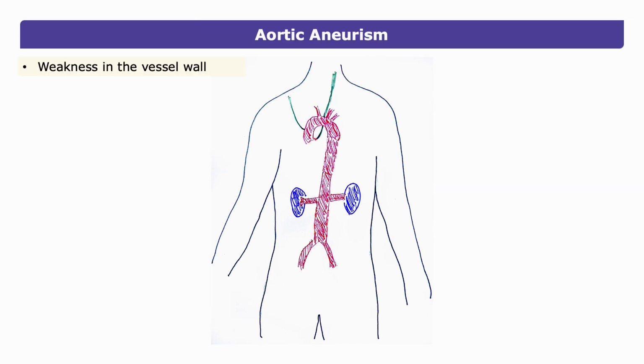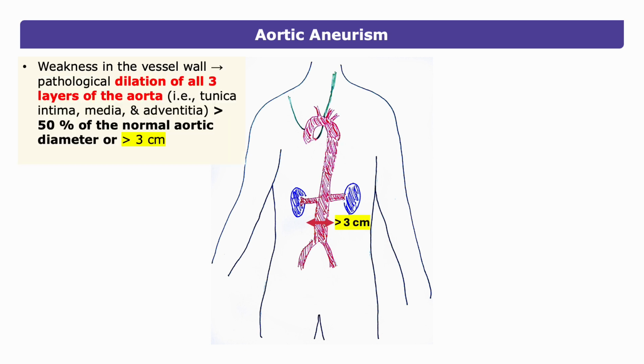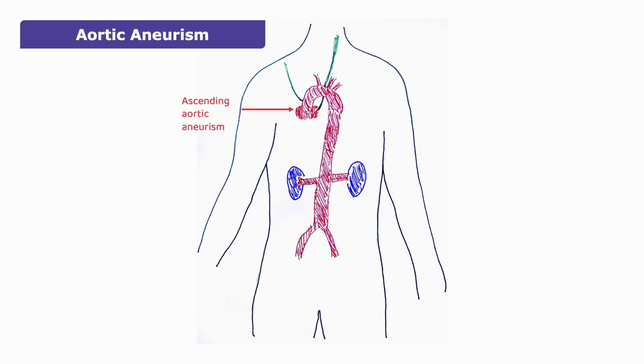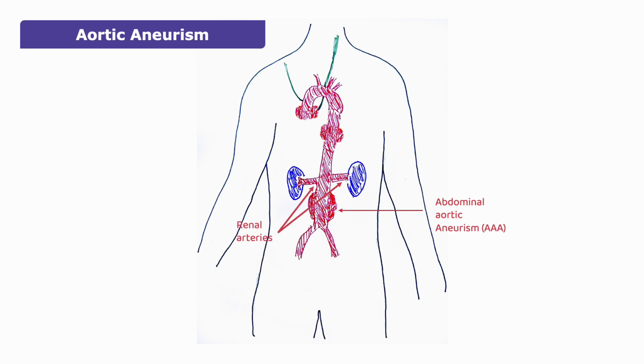An aneurysm occurs due to weakness in the vessel wall and involves dilation of all three layers of the aorta, that is the tunica intima, the tunica media, and the tunica adventitia, of more than 50% of the normal aortic diameter or more than 3 centimeters. An aortic aneurysm can occur anywhere along the aorta. We can have ascending aortic aneurysms, descending aortic aneurysms, and abdominal aortic aneurysms, which are more common just below the level of the renal arteries.